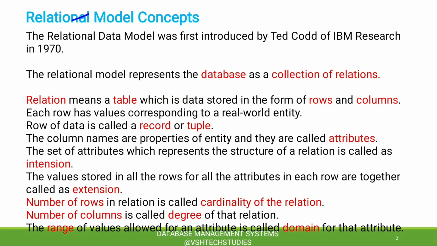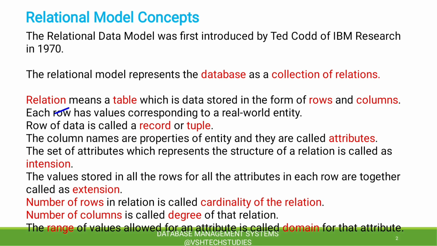Relational model concepts. The relational data model means the data is stored in the form of relations or tables. It was first introduced by Edgar Frank Ted Codd of IBM Research in 1970. The relational model represents the database as a collection of relations. Relation means a table in which the data is stored in the form of rows and columns.